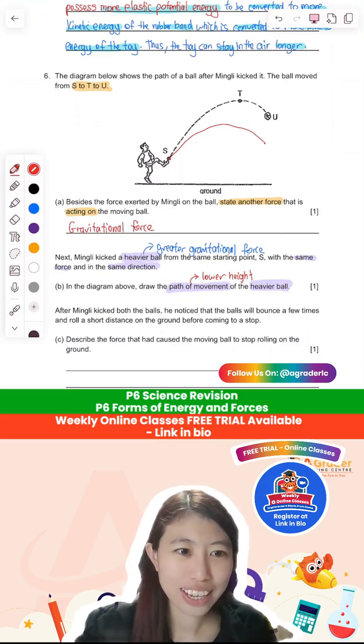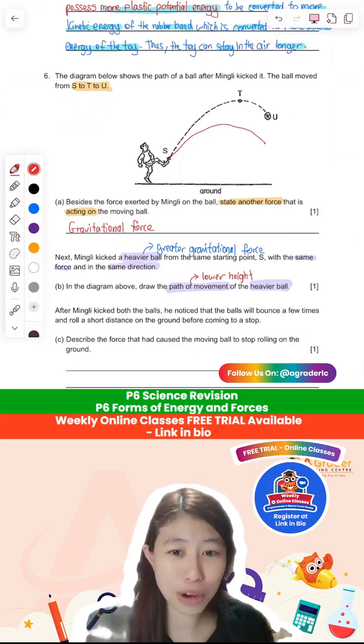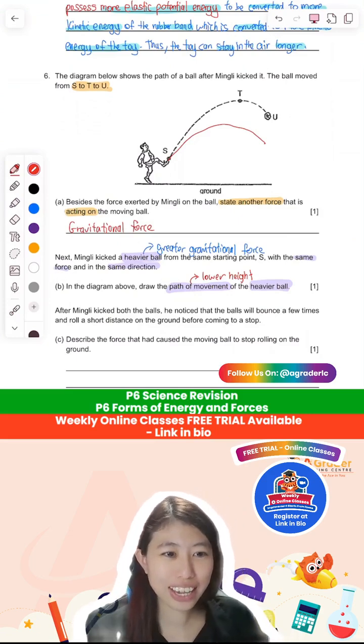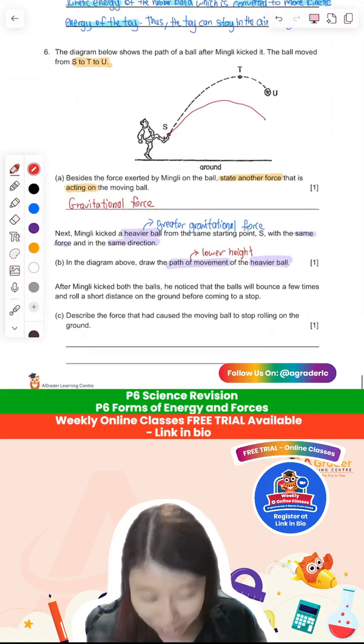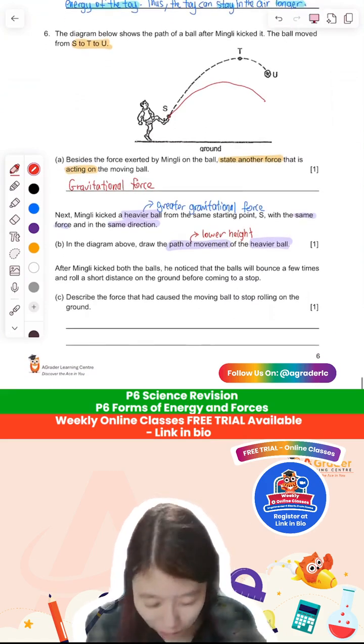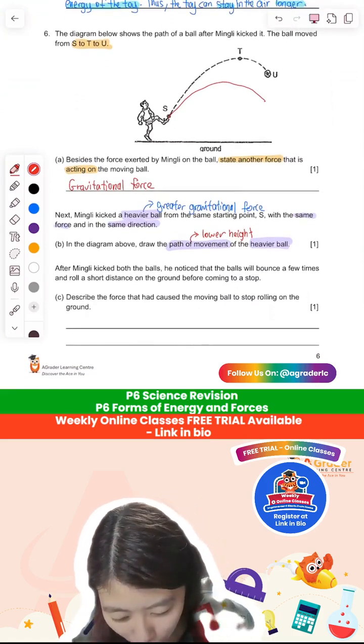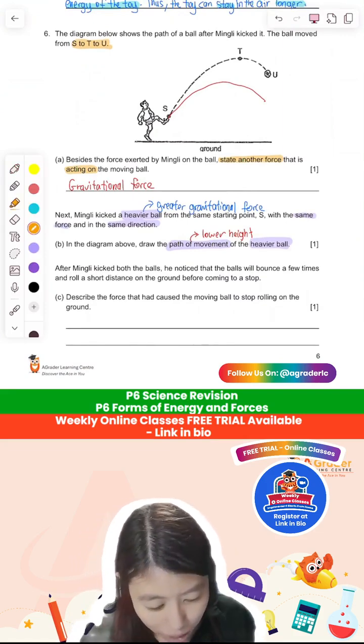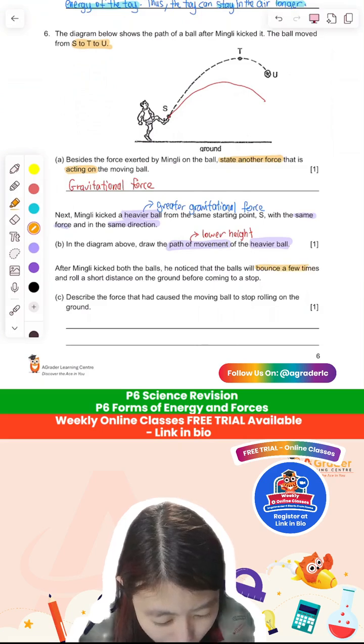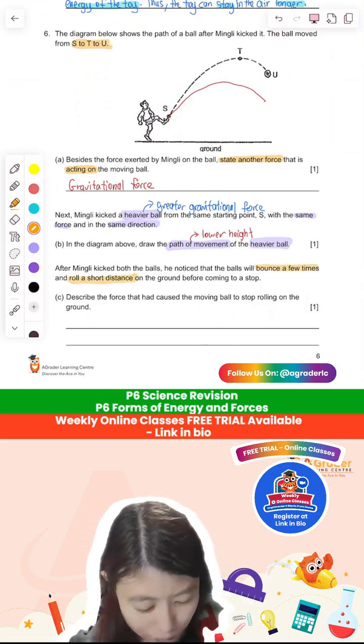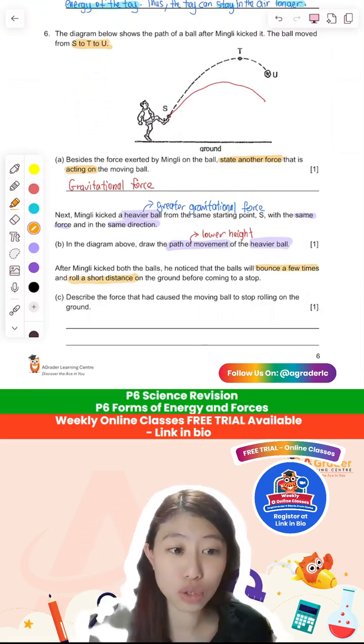Okay? Very good, a lot of you. More gravitational force. So I'm going to move on to the next one. After Ming Li kicked both balls, he noticed that the ball will bounce a few times and roll a short distance on the ground before coming to a stop.